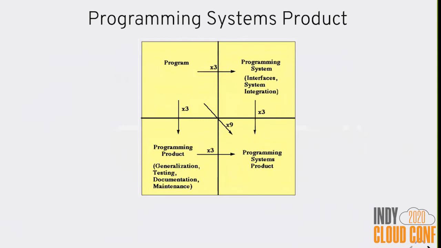When you give an estimate, you're estimating this piece up here in the top left, the program. That's just the program itself, but that's not the actual usable piece. The initial program is a prototype. If you actually want a programming product, something you can really use, then you need to take the effort to generalize the code, do testing, documentation, maintenance.